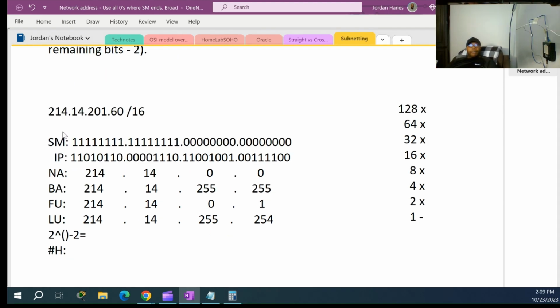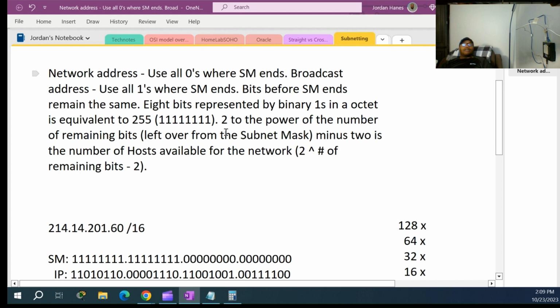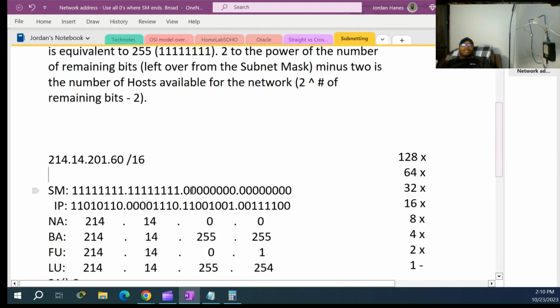Then for our final part of this IPv4 address, what we want to do is find the amount of usable hosts, and the equation I have here for everyone is up top here. So 2 to the power of the number of remaining bits left over from the subnet mask, minus 2, is the number of hosts available for the network. And that formula again is 2 to the power of the number of remaining bits minus 2. So the number of remaining bits in the subnet mask of 16 is 16.